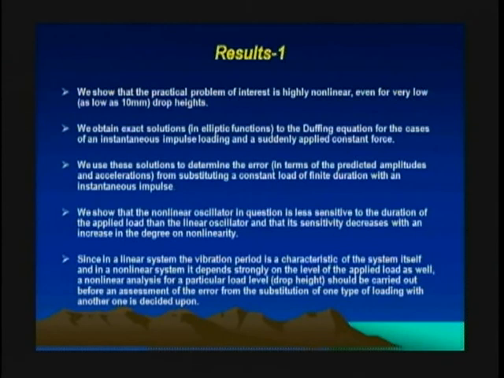And nonlinear analysis for a particular load level, drop height, should be carried out before an assessment of the error from the substitution of one type of loading with another one is decided upon. So this is mandatory. We cannot just shoot from the hip. We have to do these nonlinear analyses. But after that, we shouldn't be surprised that we don't have to impose such stringent requirements for the duration of loading with respect to the natural period of vibrations of the system as in a linear system.